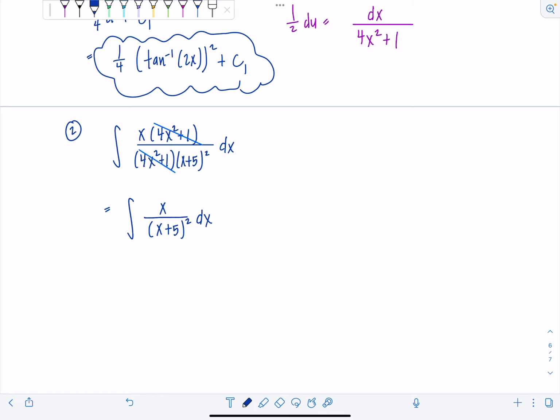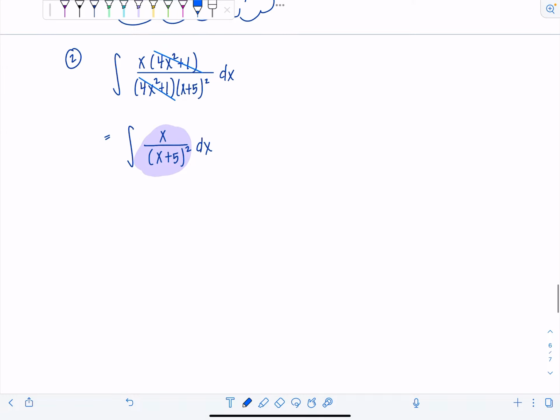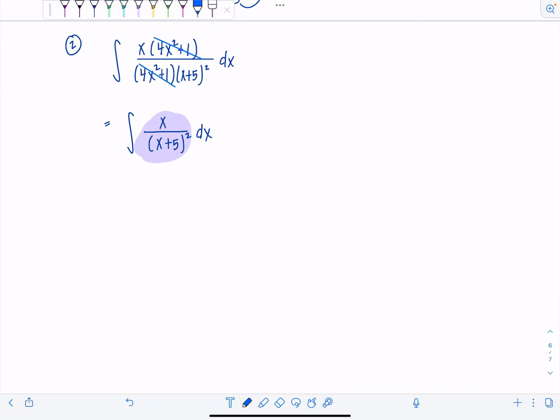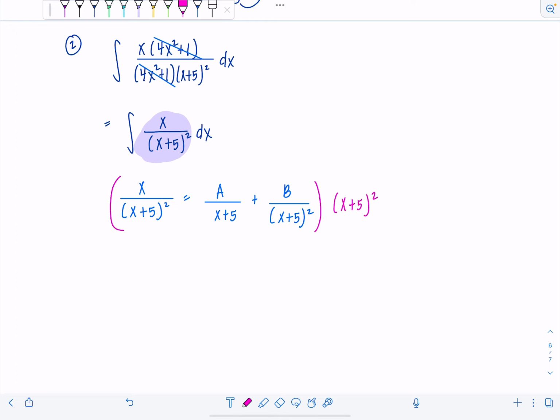Okay. Now from here, you've got some options. Yeah, you can do partial fraction decomposition for x over (x plus 5) squared. If you did, notice in the denominator we have a repeated linear factor. So the setup would be as follows. x over (x plus 5) squared equals A over x plus 5 plus B over (x plus 5) squared. Okay, so that's one way you could do it. Then you would multiply everything by (x plus 5) squared and be done.